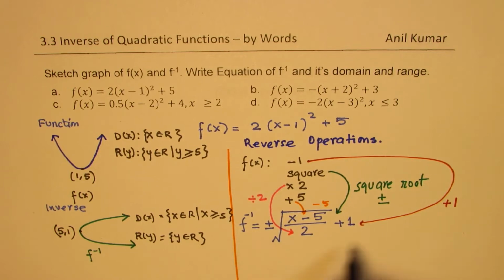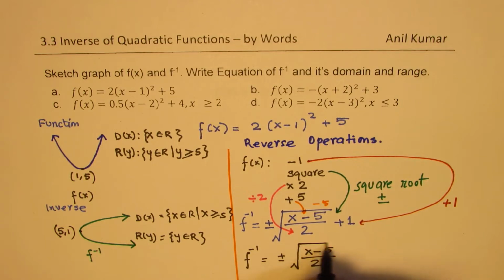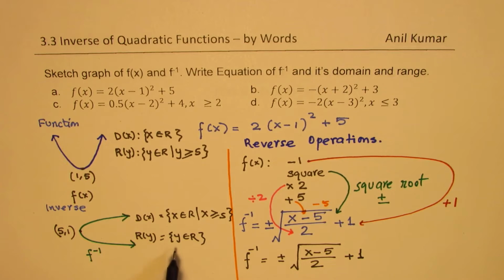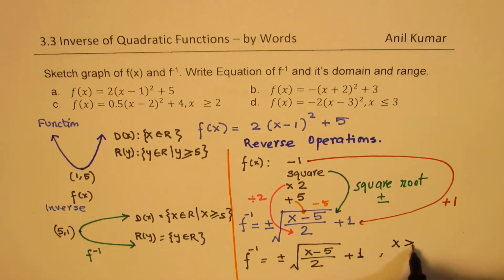So let's rewrite this all together. We have this inverse as equal to plus minus square root of (x minus 5) over 2, plus 1, right? And here is your domain and range. You can see clearly that x has to be greater than or equal to 5, right?